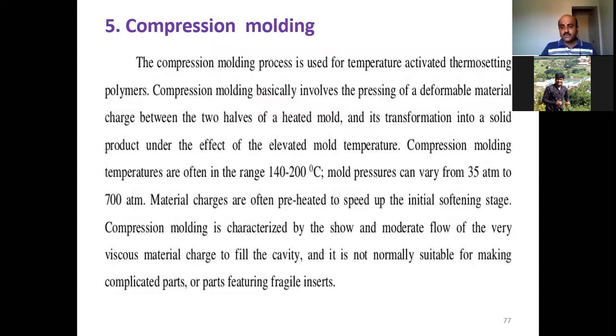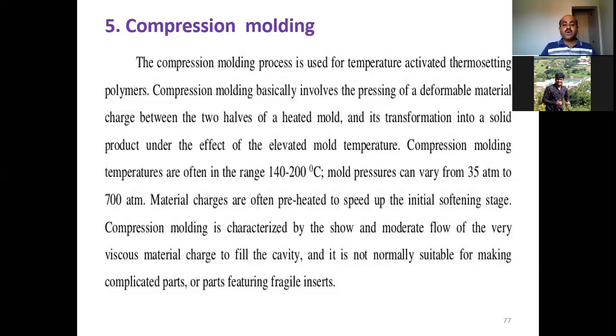Let us move on to the fifth one, which we call compression molding. The compression molding process, the fifth technique in this polymer processing technique, is used for temperature activated thermosetting polymers. Compression molding basically involves the pressing of a deformable material charge between the two halves of a heated mold and its transformation into a solid product under the effect of elevated mold temperature.